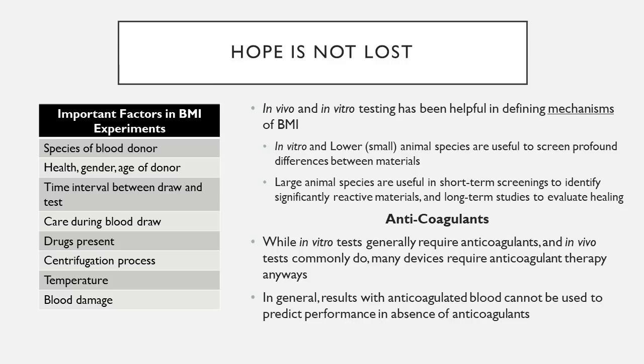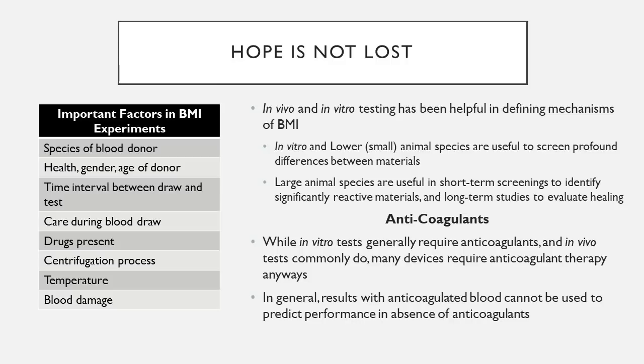So for instance, both in vivo and in vitro testing has been very helpful in defining mechanisms for blood-material interactions. Whether or not we can correlate is a difficult and separate part, but certainly they can outline mechanisms for blood compatibility. Both in vitro tests and small animal species are very useful to screen for big differences between materials. Also, large animals are useful for identifying significantly reactive materials.